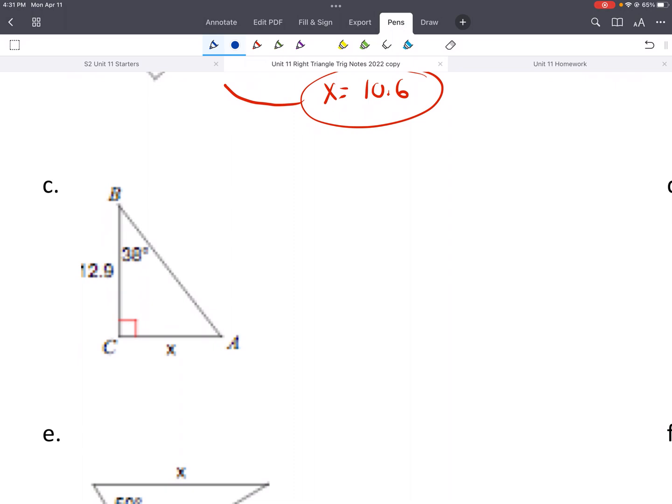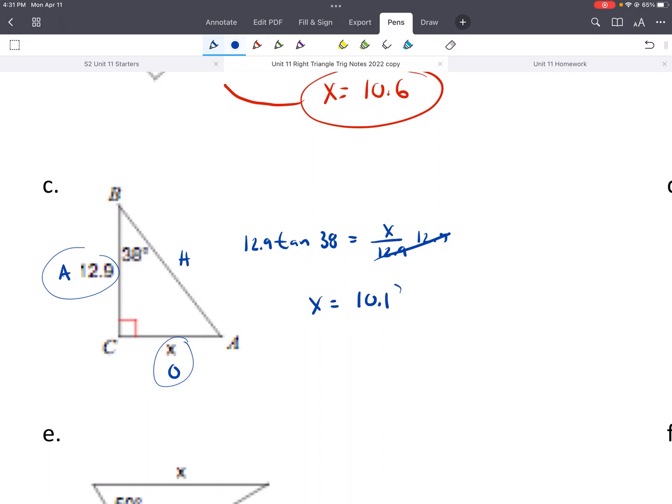So here we've got our hypotenuse, opposite, adjacent. So here we're using tangent. That's our TOA. So we'd do tangent of 38 is equal to opposite over adjacent, so x over 12.9. Again, we would multiply both sides by 12.9 and we'd get x equals tangent of 38. Type that in. Here I got 10.1 if I round to 1 decimal place.